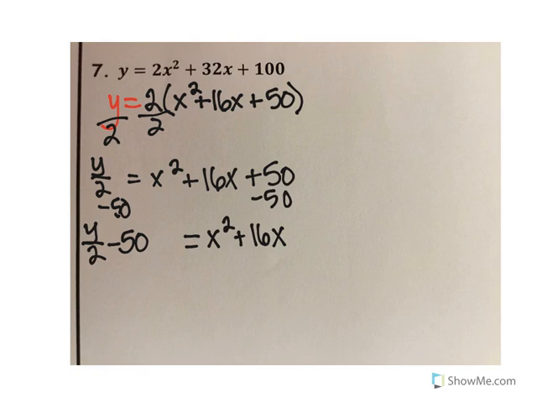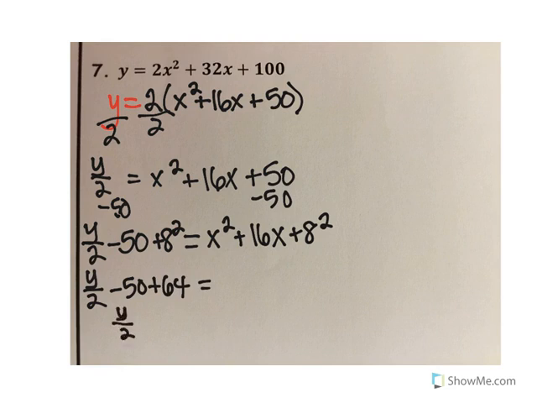My 16, that's my b. What's b over 2? What's 16 over 2? 8. So that's my number that you know is in parentheses, b over 2. So I'm going to add 8 squared to the right, and I'm going to add 8 squared to the left. I have a lot going on over here on the left because I have to first put together negative 50 and 64. What is negative 50 and 64? 14.